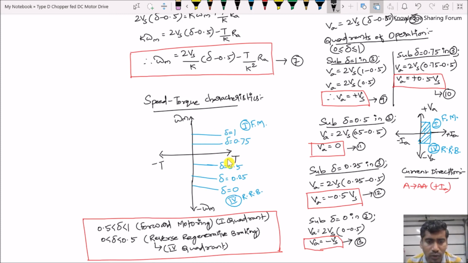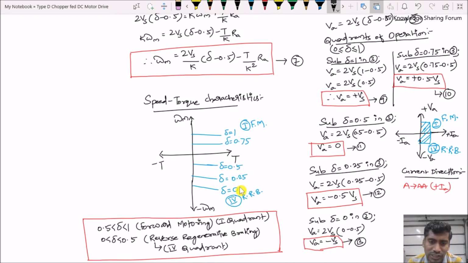Now from these speed torque characteristics, we can say that when the duty ratio delta ranges between 0.5 and 1, it is operating in forward motoring, called the first quadrant. See here, it is operating in forward motoring, called the first quadrant. Here duty ratio delta is equal to 1 and duty ratio delta is equal to 0.75, so this ranges from 0.5 to 1. And when the duty ratio delta ranges between 0 and 0.5, it falls in the fourth quadrant. See here, it is 0.5, 0.25 and 0. So the range of the duty ratio is from 0 to 0.5.